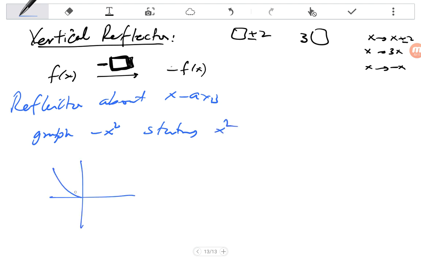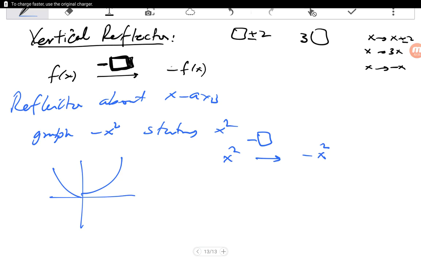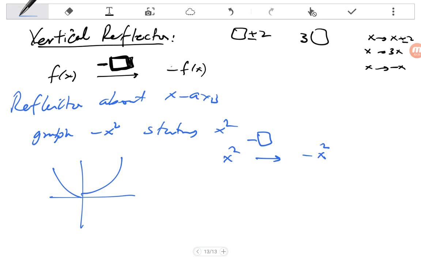Now this is x squared. What is the transformation that you have made from x squared to negative x squared? You have multiplied the whole function by a negative. So in this case, what would be the graph of the function? It will be like this. Okay?